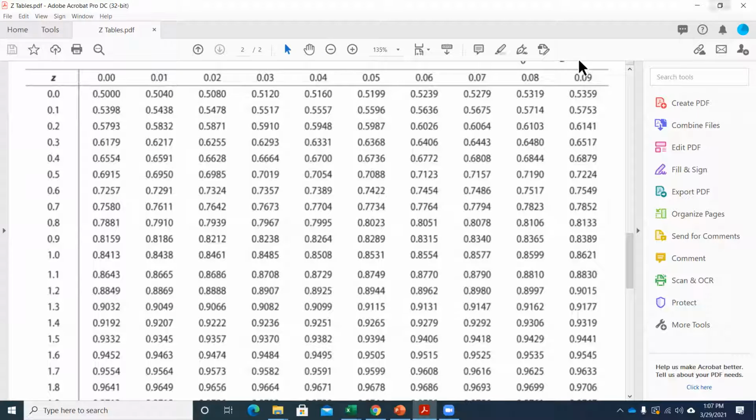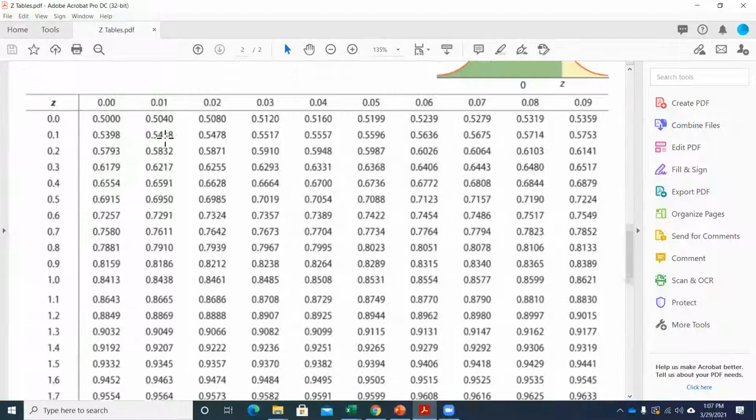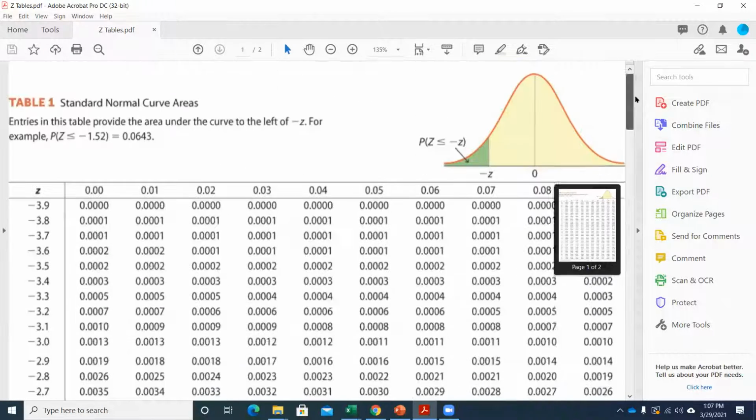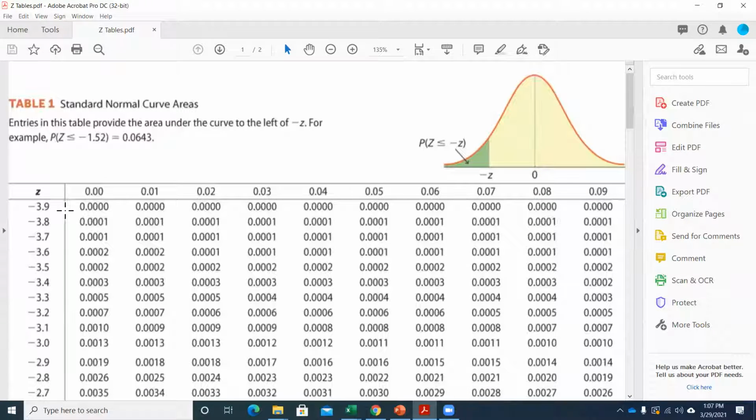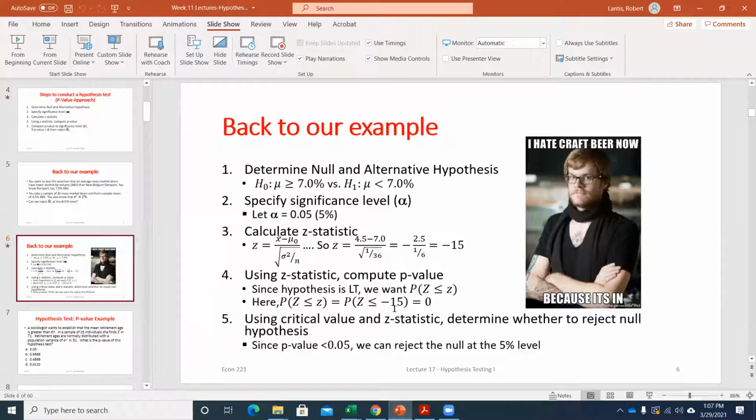There we go. So if we looked at that test statistic of negative 15, well, my table only goes as low as negative 3.9. Well, if the area to the left of negative 3.9 is pretty much 0, the area to the left of a test statistic of negative 15 is just going to be even closer to 0. Right? So we essentially here have a p-value that's equal to 0.